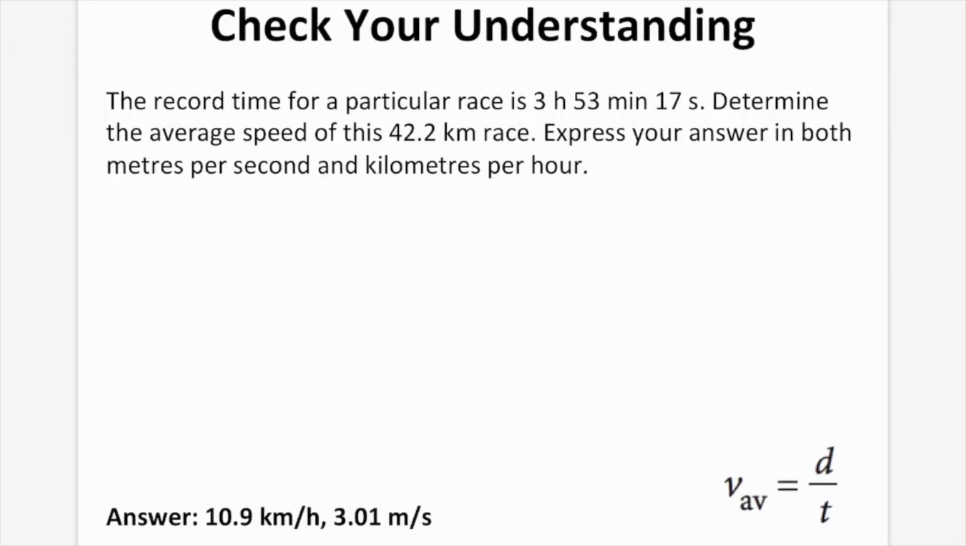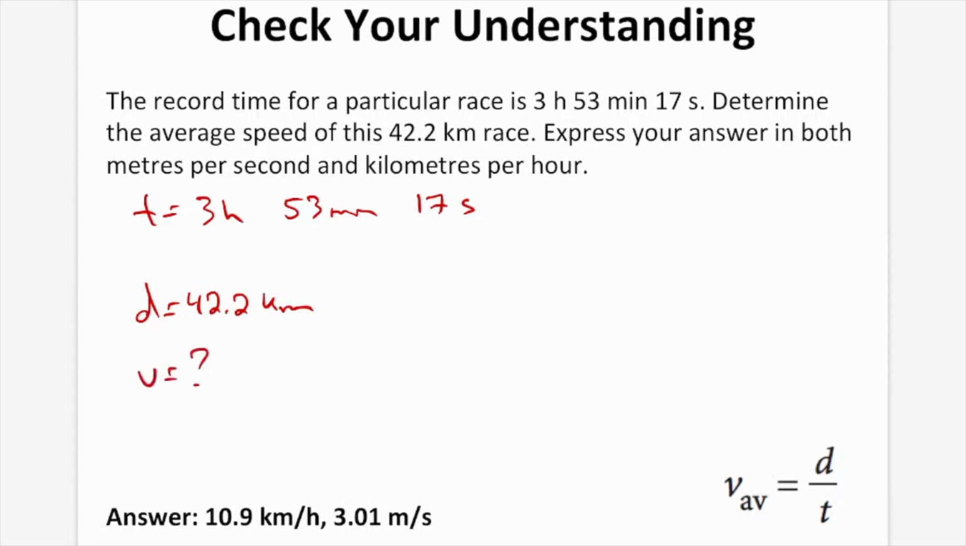Check your understanding. The record time for a particular race is 3 hours, 53 minutes, 17 seconds. So let's write that down. Time is equal to 3 hours, 53 minutes, and 17 seconds. Determine the average speed for this 42.2 kilometer race. So distance is 42.2 kilometers, and we're looking for velocity.